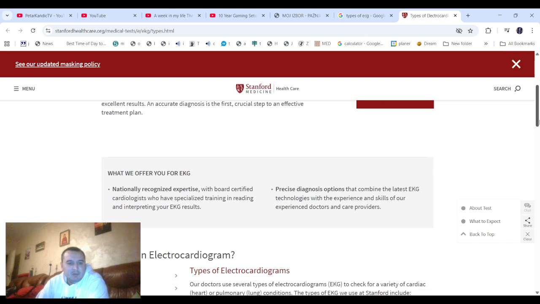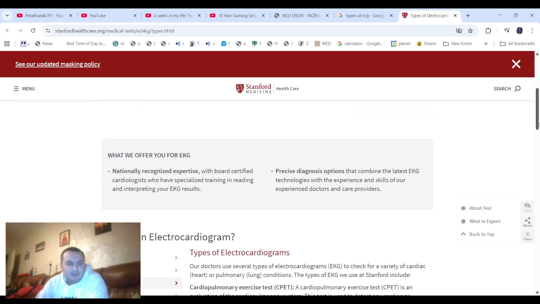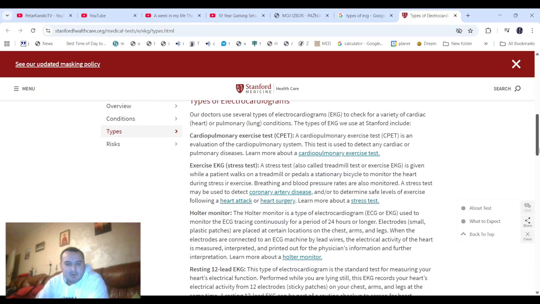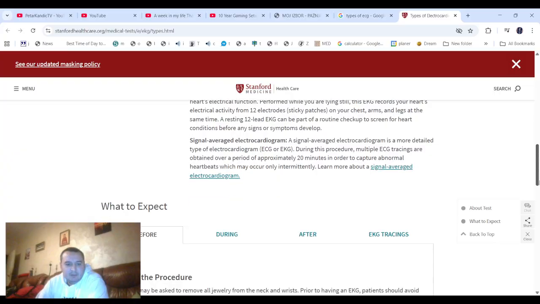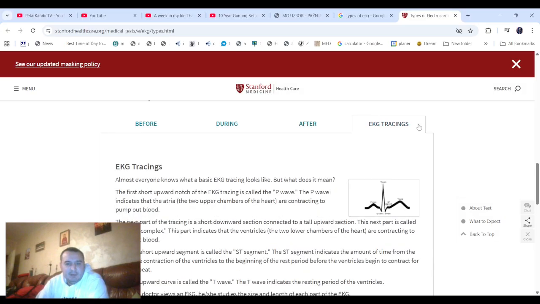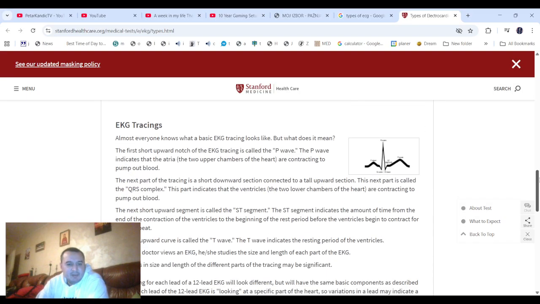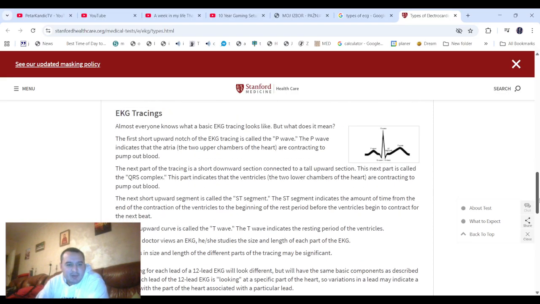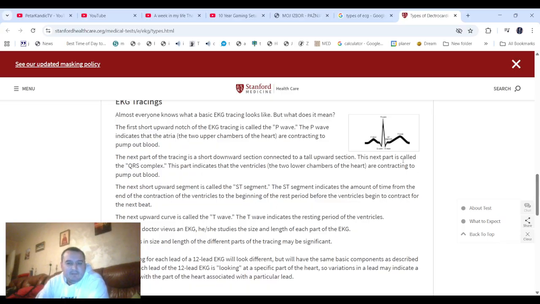Approach. What we offer you for EKG. Electrocardiogram. Before, during, after EKG trackings. So here we have EKG trackings. We have QRS complex.